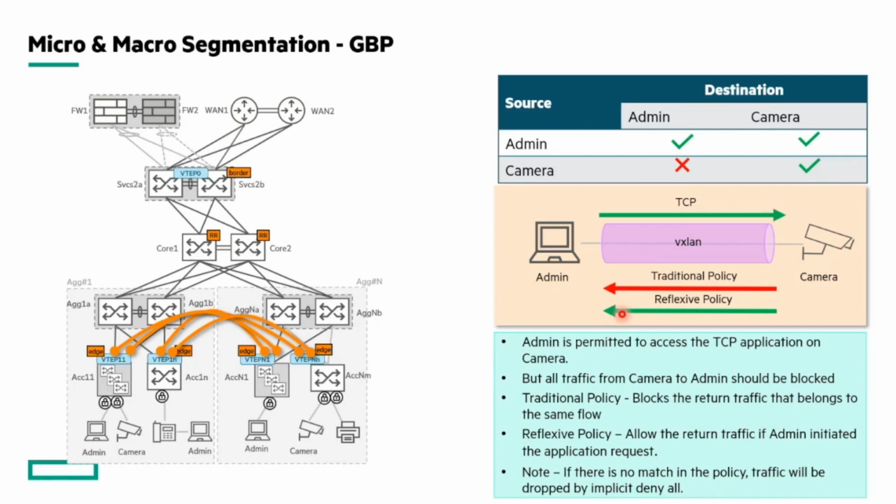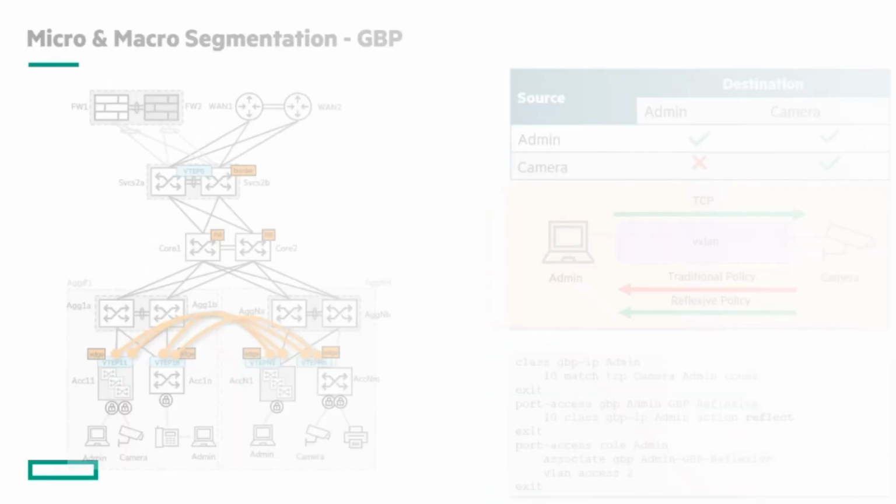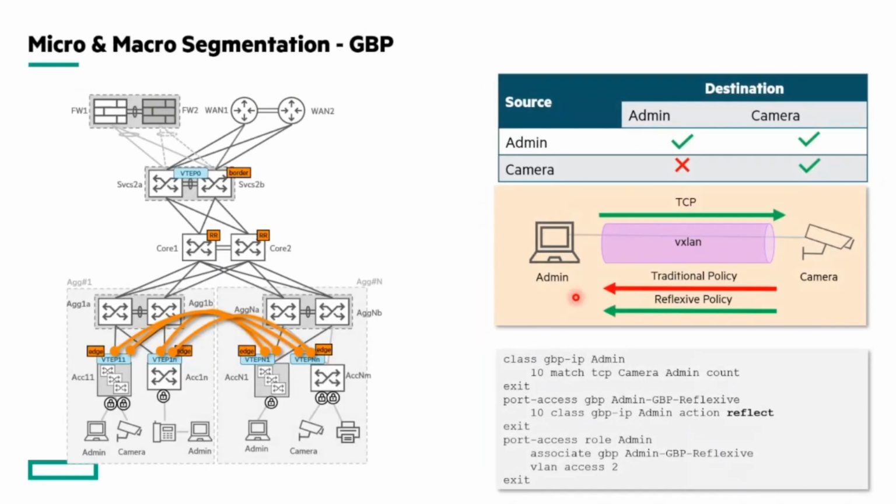So how can this problem be rectified using the reflexive policy? Reflexive policy works like a charm in this scenario. It will allow the specific return traffic. If you want to run a particular application from admin to camera, that specific return traffic will be permitted by the reflexive policy using a reflect action.